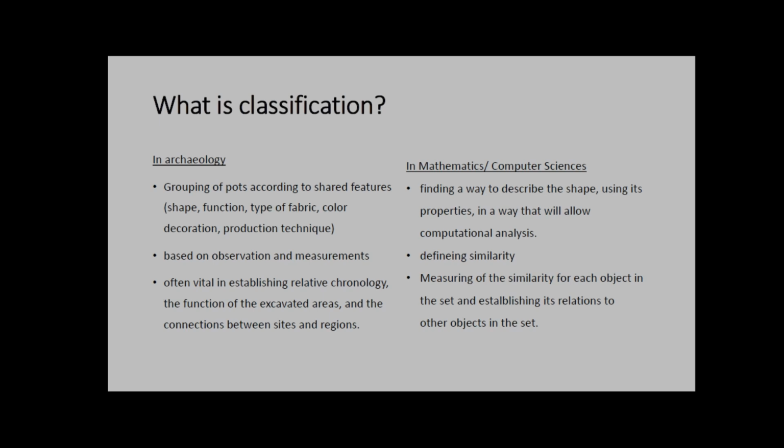However, in mathematics or computer sciences, in a formal way, creating a classification, a typology, as we call it in archaeology, starts with finding a way to describe the investigated objects in a way that allows computational analysis. We have to define similarity, so we have to think about what it means for us that something is similar or this similar. Next, we have to find, of course, a way to measure this predefined similarity. Next step is easy. You establish relations between the specific objects in a set in order to create specific groups of objects that we can later investigate.